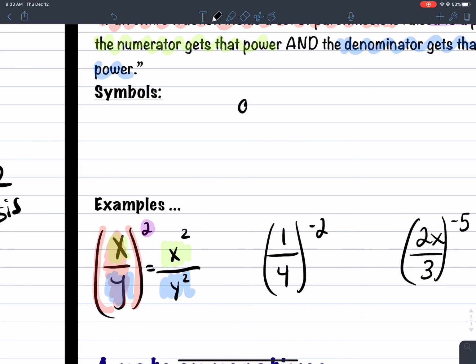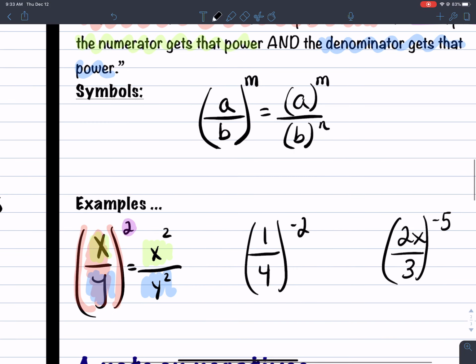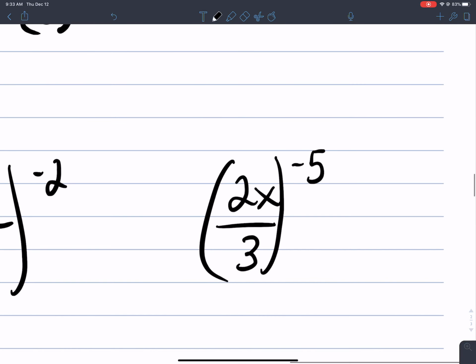So if I see two things like a being divided by b inside a set of parentheses, that whole fraction is raised to a power. The numerator in its own set of parentheses gets that power, and the denominator in its own set of parentheses also gets that power. Now, we're going to jump to the example on the right to see why that's important.